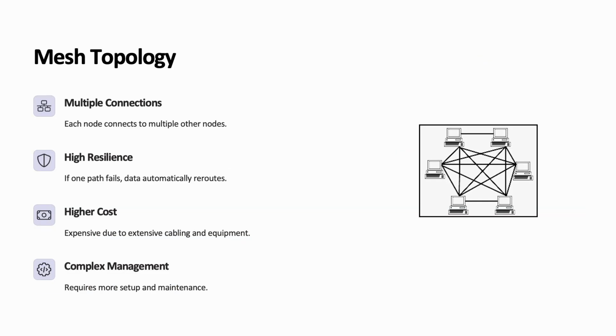Next, we have the mesh topology. A mesh connects each node to one or more other nodes. This creates multiple data paths, ensuring high resilience. If one node or connection fails, data reroutes automatically. It's highly resilient, excellent for critical applications, and the multiple pathways enhance reliability and redundancy. It's expensive, of course, due to extensive cabling and equipment, and it can be complex to set up and manage. They are popular in wireless applications, building automation, and especially in the IoT, where continuous connectivity is crucial.